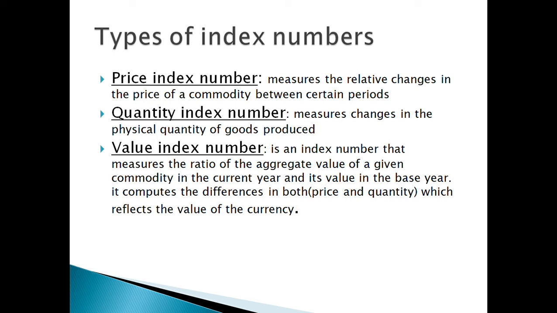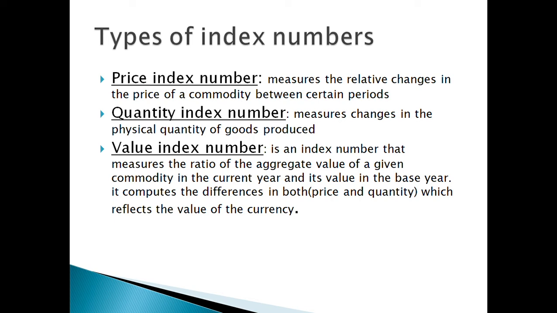usually a year. Now, the next analysis is the quantity index number, which measures the changes in the physical quantity of goods produced, and this is simply related to the underlying market conditions. Now, the third analysis is the value index number, and we say it's an index number that measures the ratio of the aggregate value of a given commodity. Value in the sense that we are taking into consideration both the price and the quantity.